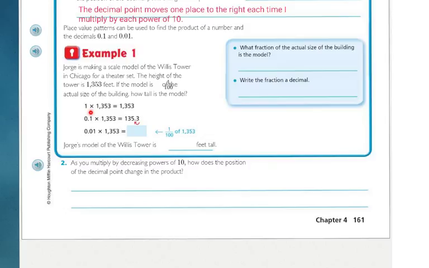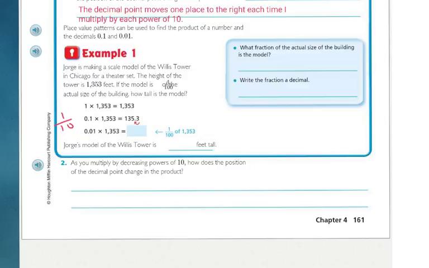So now we're going the opposite way. 1 times 1,353 is 1,353. 1/10, and you can write it like it is right there, or you can say 1/10 of 1,353. I'm going to move my decimal point to the left, because remember, at the end of all whole numbers there's a decimal point. So I'm going to get 135 and 3/10.